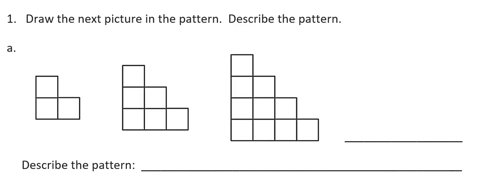This tutorial is for 4th grade Module 5, Lesson 32. In this lesson, we're going to look at patterns in pictures, input-output tables, and measurement conversions. In this first section, we're looking for patterns in a picture.